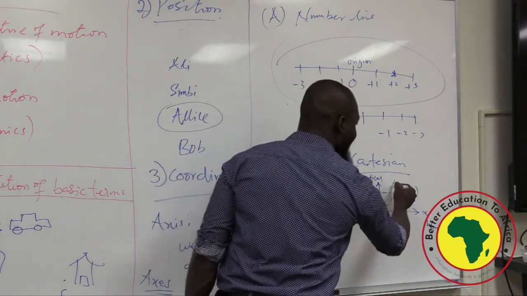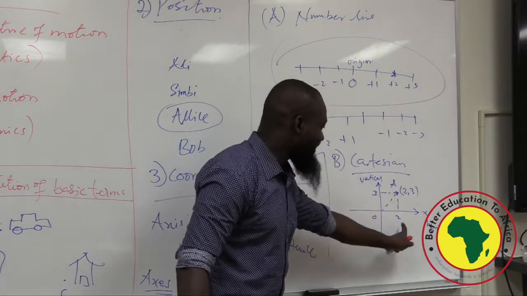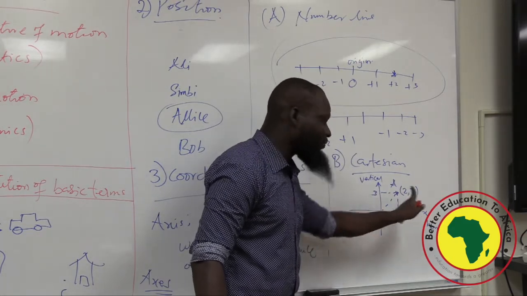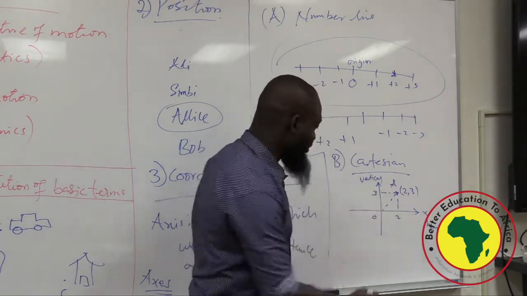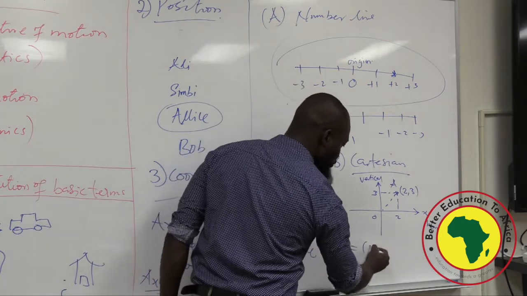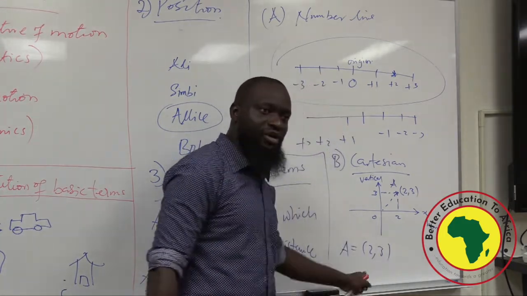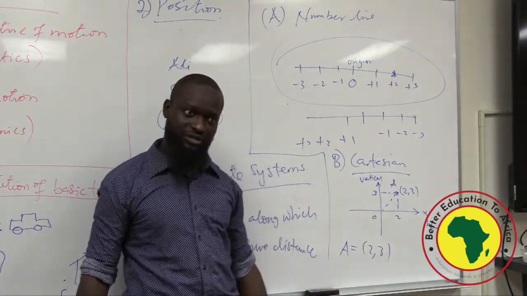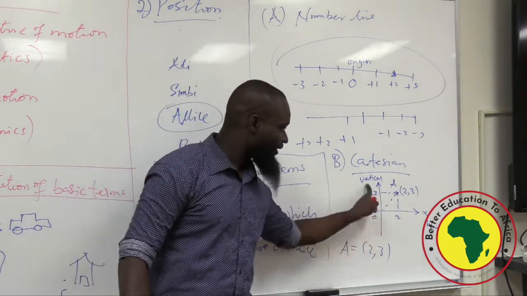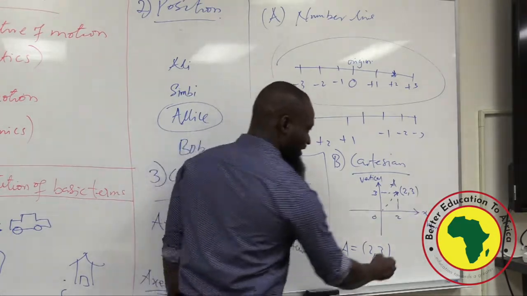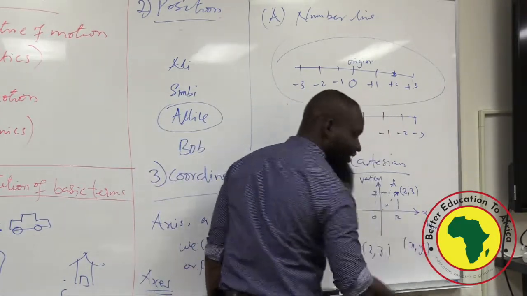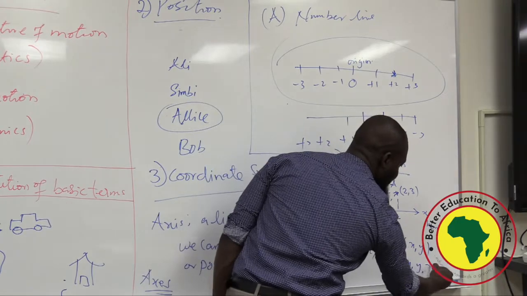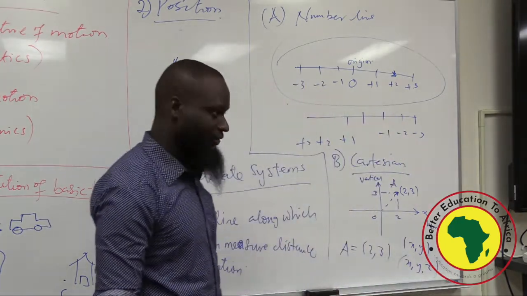So the point A has x component 2 and y component 3, but I said the position of A is 2, 3. So I can locate A from the origin. This is another way of describing position using the Cartesian coordinates. 2, 3, x, y all the time. It's always x, y. And in three dimensions, it's x, y, z. Okay.